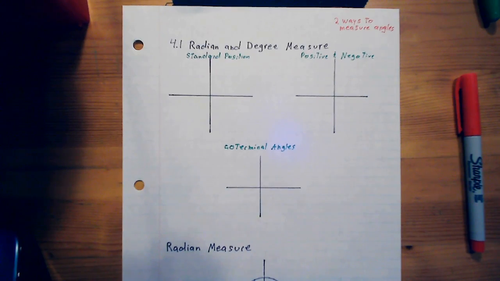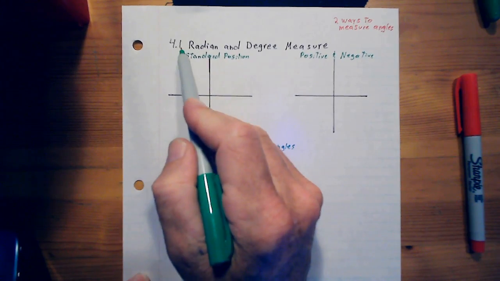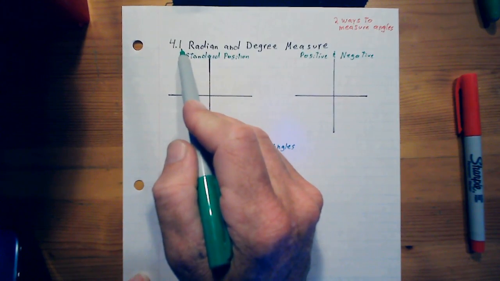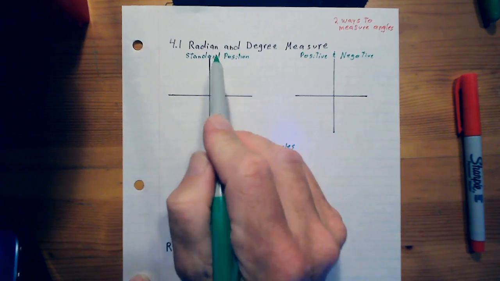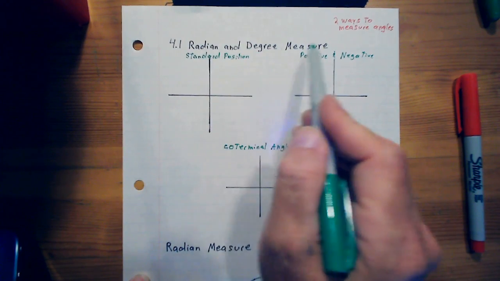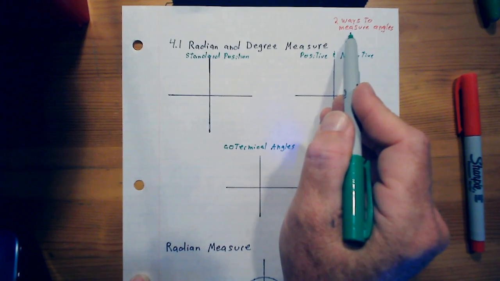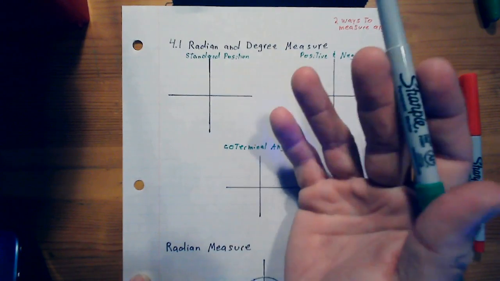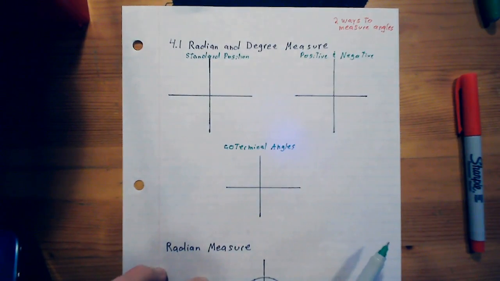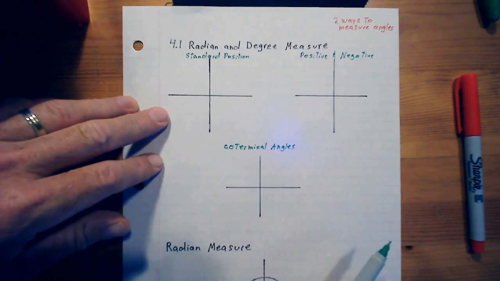Hello everybody. We're going to jump right into trigonometry here with chapter 4, section 1. So 4.1, we're just talking about radian and degree measure. Now radians and degrees are just two different ways to measure angles. An angle can be measured in radians or degrees, a lot like temperature can be measured in Fahrenheit or Celsius.